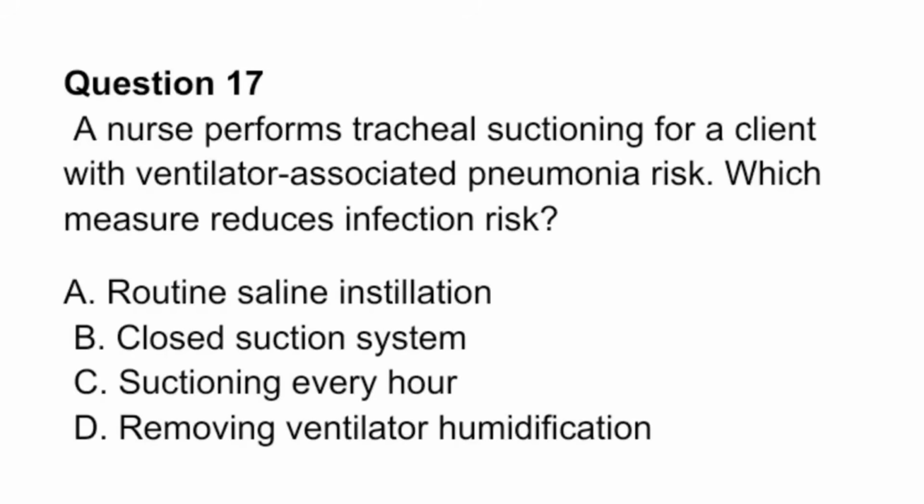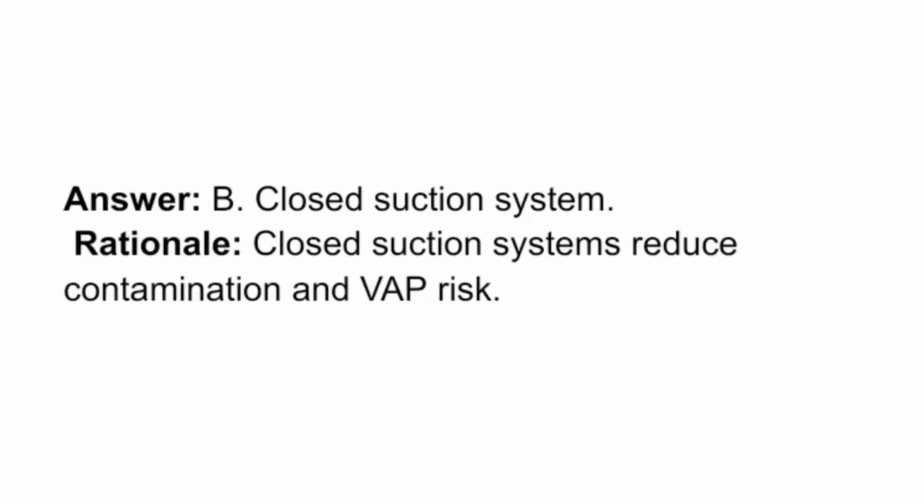Question 17. A nurse performs tracheal suctioning for a client with ventilator-associated pneumonia risk. Which measure reduces infection risk? A. Routine saline instillation. B. Closed suction system. C. Suctioning every hour. Or D. Removing ventilator humidification. Answer: B. Closed suction system. Rationale: closed suction systems reduce contamination and VAP risk.